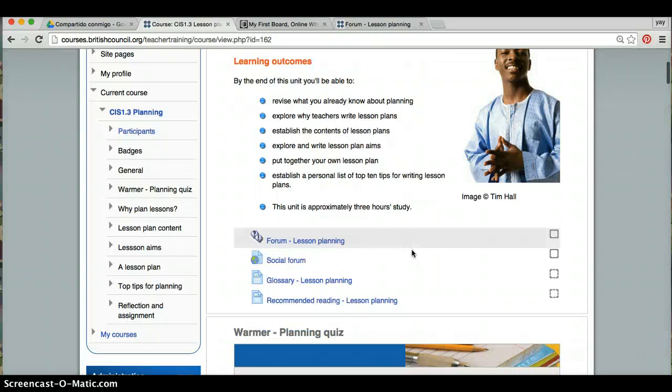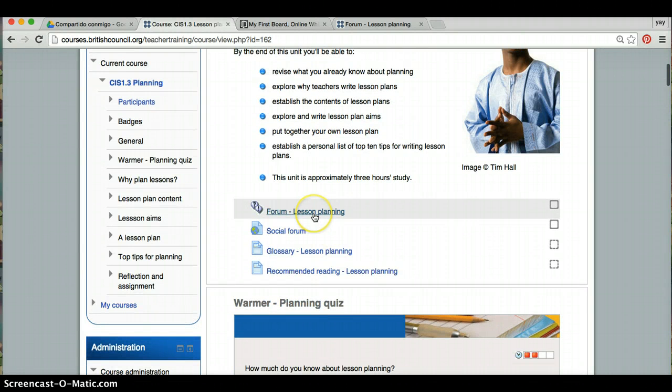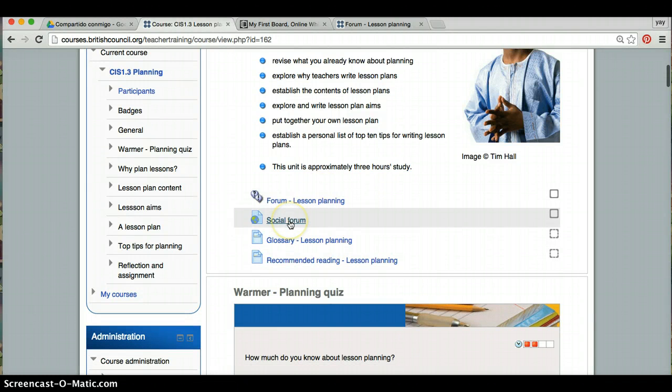Here we have the access to the forums. As we have mentioned before, the fact that the access to the forums is right here doesn't mean that you have to work on the forums at the beginning. The instructions on the unit page indicate when you have to access each of the forums. So we have the forum and we have the social forum.